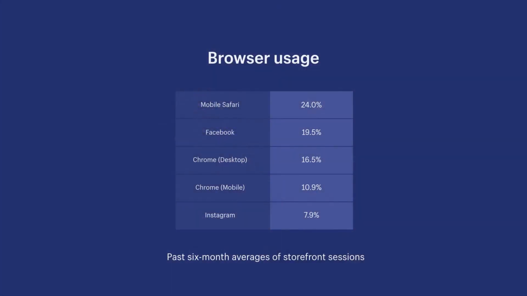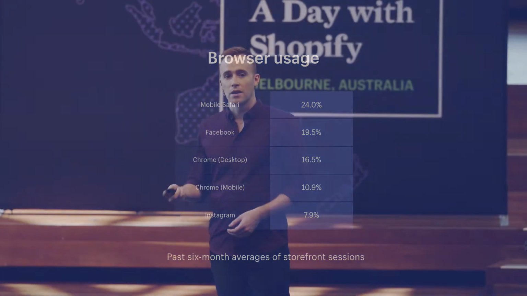And when we look at the 5 most popular browsers used by our merchants' customers, it's probably not a surprise that 2 of them are browsers native to mobile devices. That's Mobile Safari and Chrome for mobile. And the other 2 are web views that are being rendered in Facebook and Instagram. And again, for clarity, this is talking about online storefront sessions, not checkout.